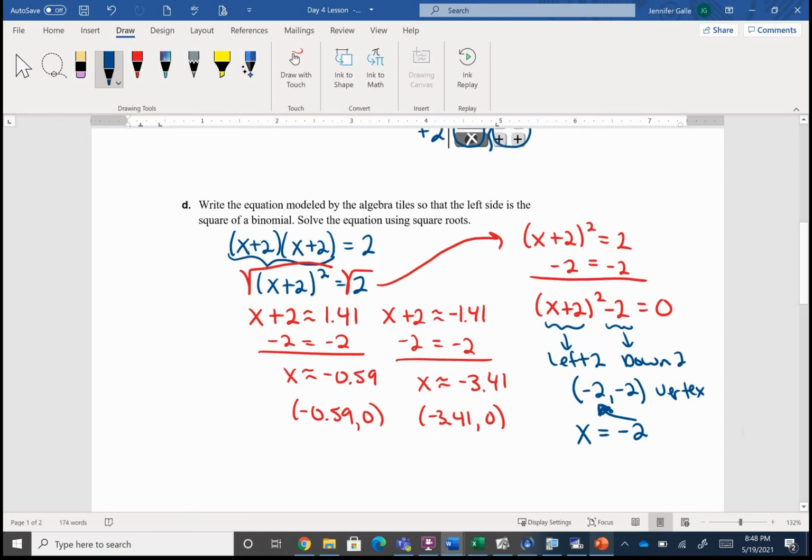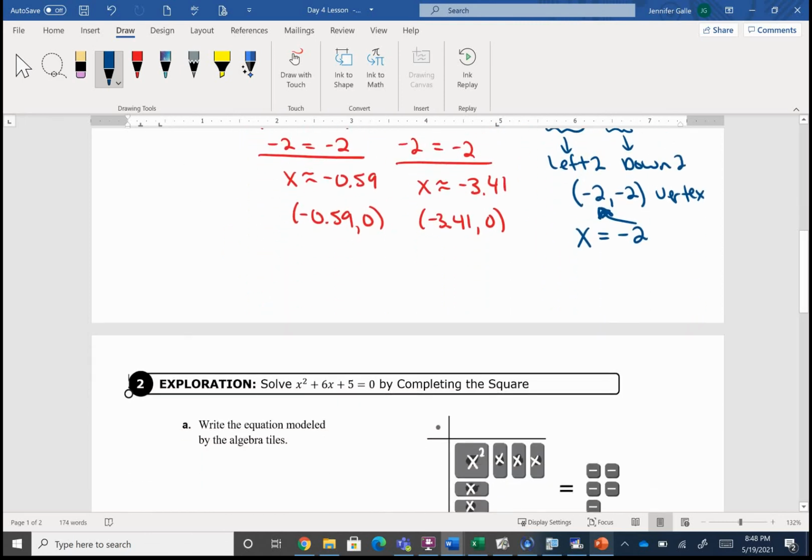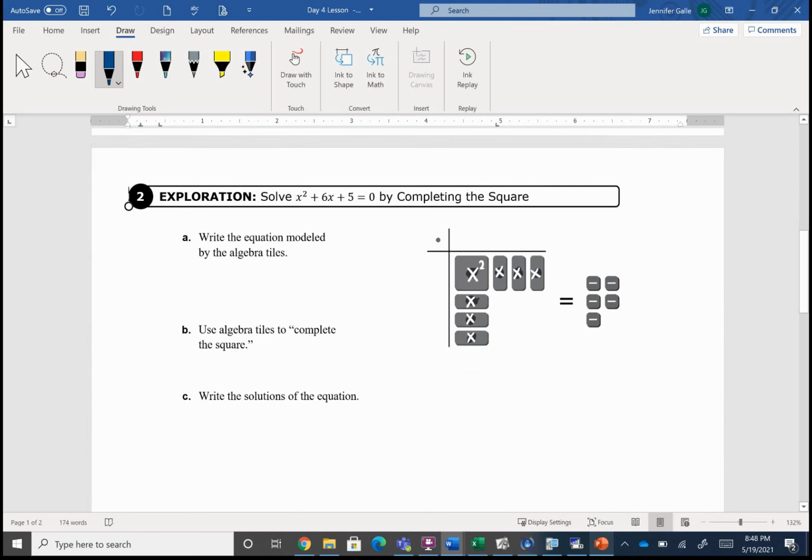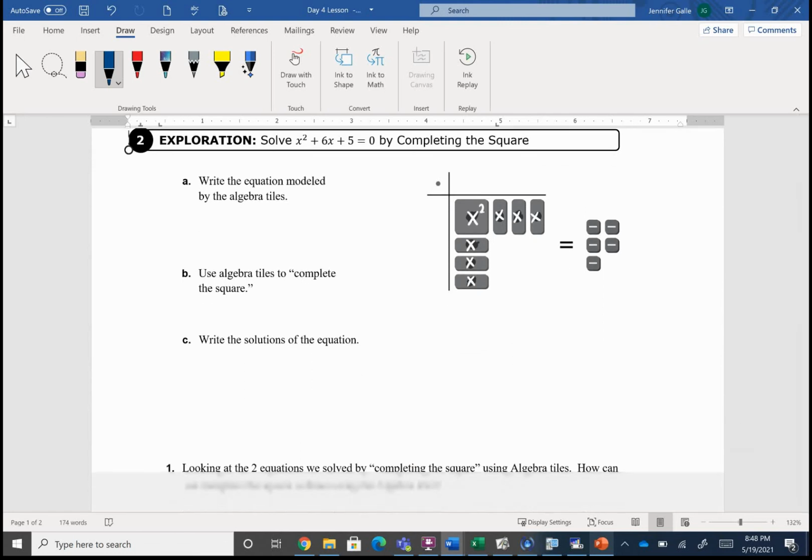So let's try another one, so we can make this visual. We're seeing that we are creating that square. Let's try another one visually with the algebra tiles, and then let's use that work to figure out the step-by-step process for this without having to do the tiles every time.